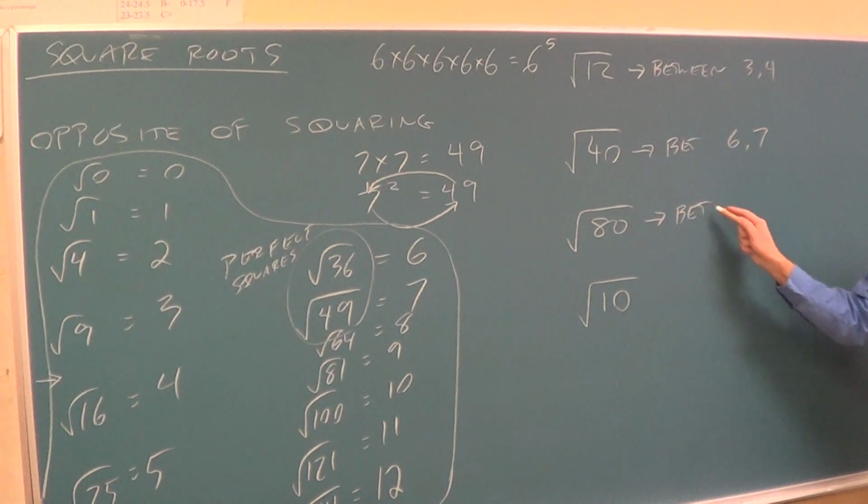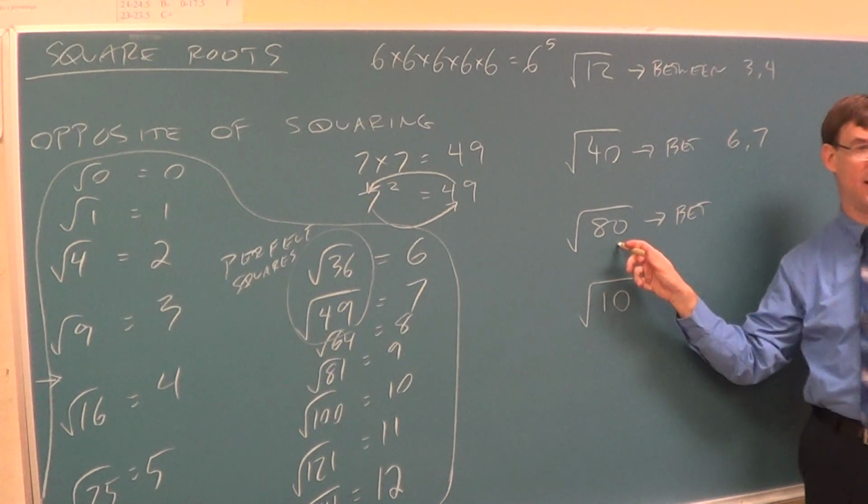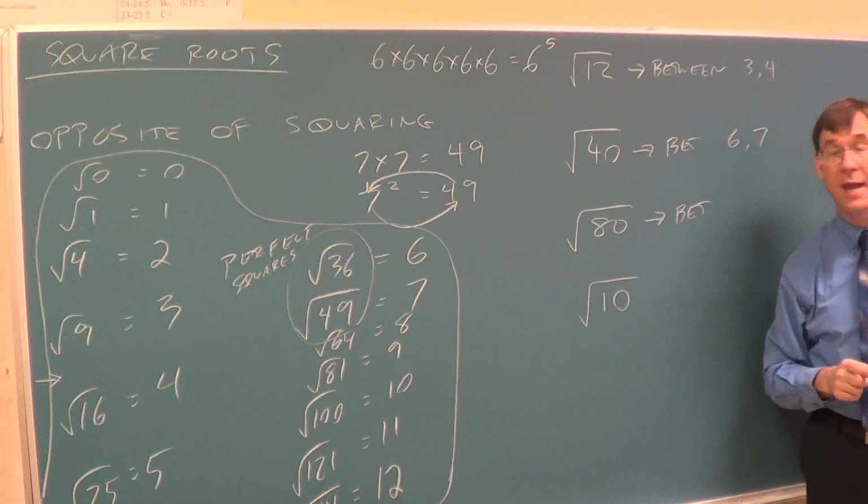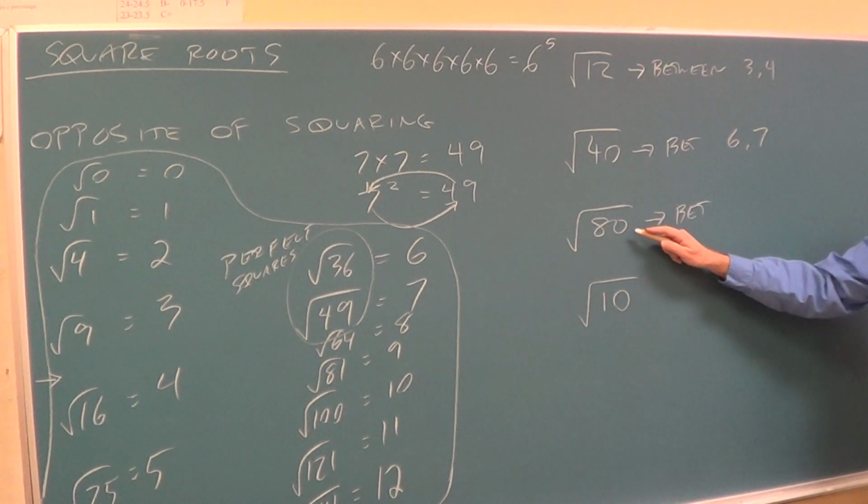So for 80, who could get you close to 80? Well, I was gonna say like 8 and 9. 8 and 9. Who's closest? 8 or 9? I'd say 9, because 9 times 9 makes 81.